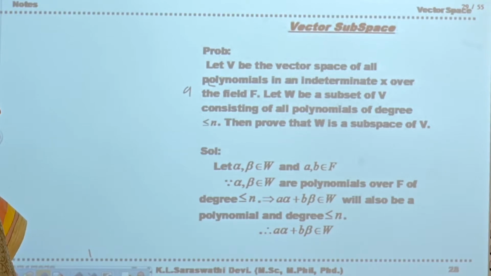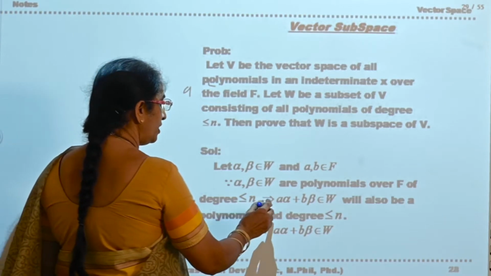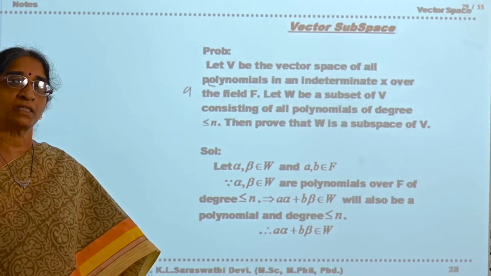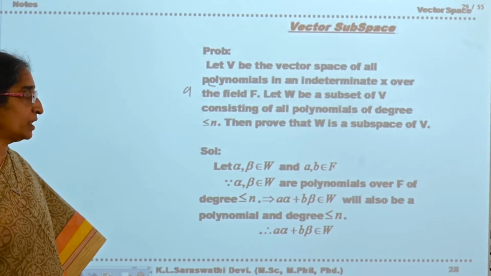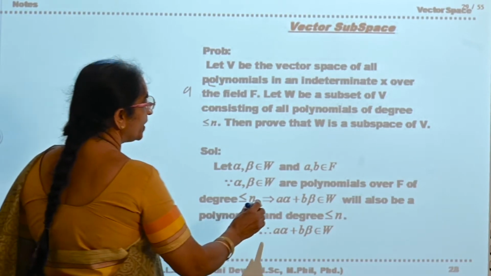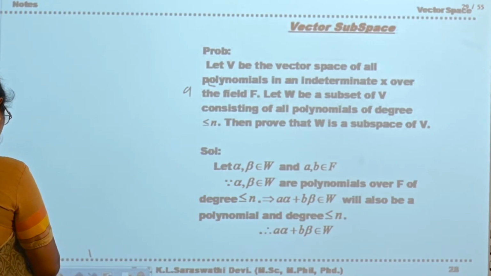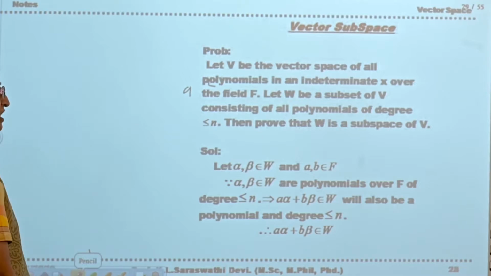Now multiply alpha with a. By multiplying a polynomial with a scalar, there won't be any change in the degree of the polynomial. Similarly, beta. So if you take a alpha plus b beta, their degree will also be less than or equal to n. Therefore, a alpha plus b beta belongs to W. Since a alpha plus b beta belongs to W, it is a subspace.